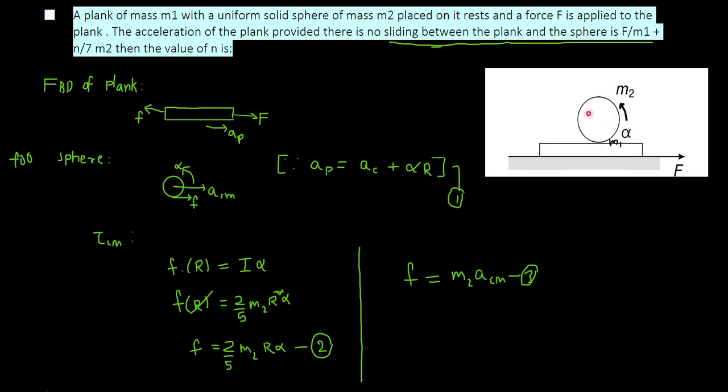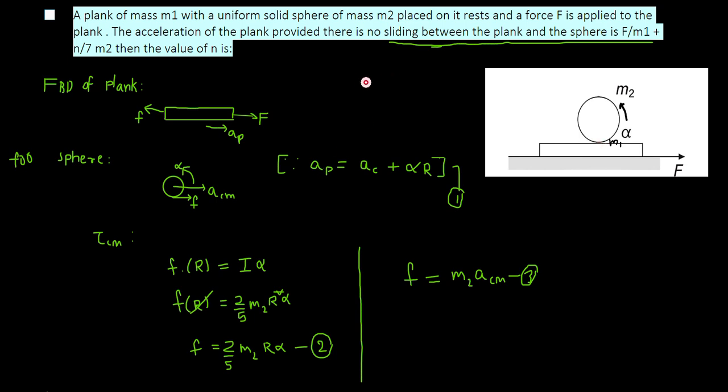This is the plank, this is the solid sphere. There is no sliding between them, and that is the keyword. No sliding between the plank and the sphere means both bodies move together, so there is no relative motion at the point of contact.